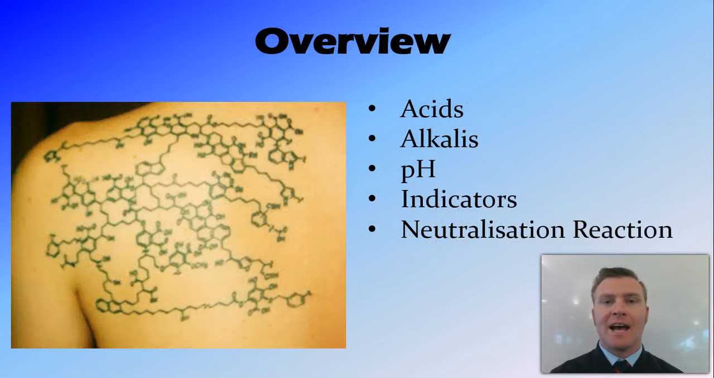In this video, we've looked at acids which have a low pH, are sour to taste, and produce hydrogen ions when mixed with water. We've also looked at alkalis which have a high pH, are bitter to taste, and produce hydroxide ions when mixed with water. We've looked at pH being a scale to measure acidity or alkalinity, indicators that change in different pH of solution, as well as the neutralization reaction, which occurs when an acid and an alkali are mixed, which neutralizes to form water and a salt.